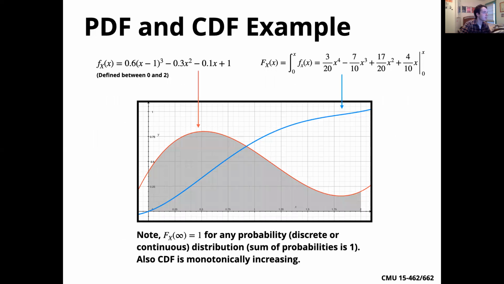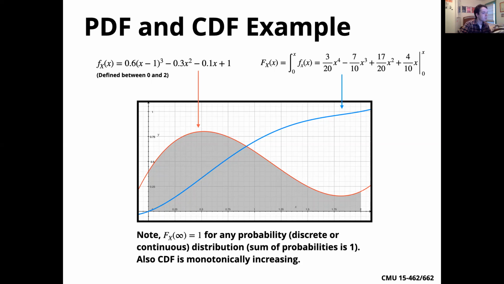Okay, so here's a quick example. This function in red is a PDF, defined between 0 and 2. So big X is a continuous random variable between 0 and 2, and this is graphing the probabilities from 0 to 1. One thing to notice is that big F of X here is the cumulative distribution function, just the integral of little f of X.